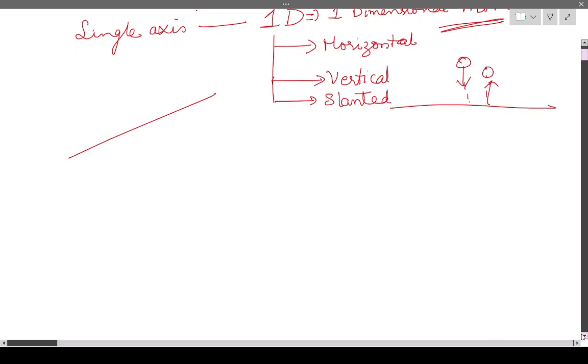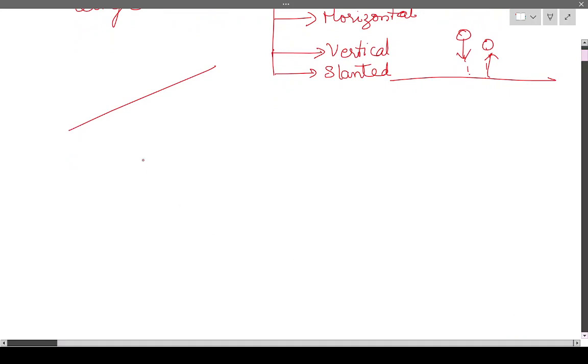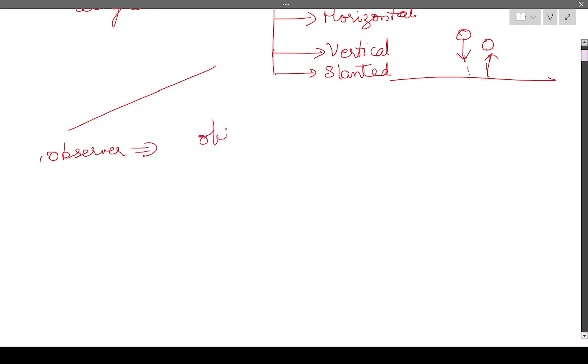Now, whenever you are discussing any motion, there is an observer. And that observer is observing the motion of an object. Now, that observer has to sit somewhere, isn't it? That we will call a frame of reference. A very simple example of a frame of reference is a Cartesian coordinate system: X, Y, and Z.